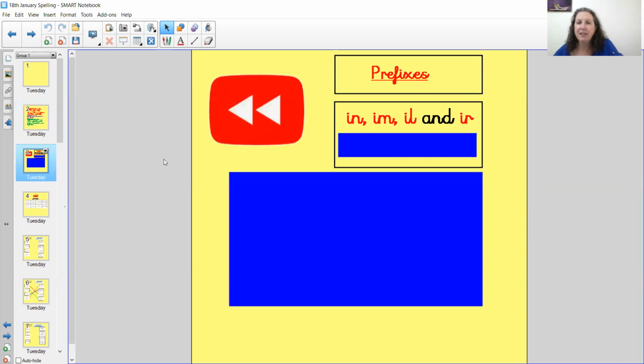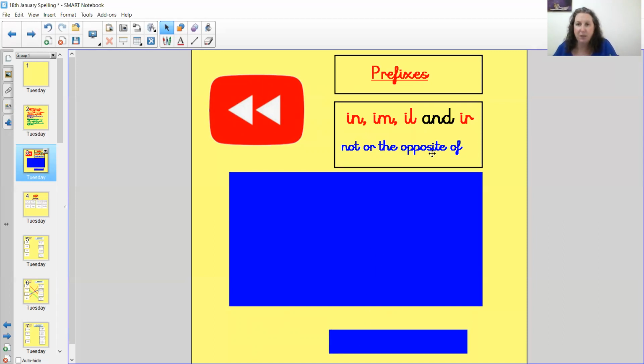Okay, a little bit of a rewind to last week. Tell me what prefixes are, if you can shout it. Hopefully you've remembered that they are a group of letters added to the beginning of a word that changes the meaning of the word. The prefixes that we used last week and are using this week are in, im, il, and ir. Hopefully you can remember that they mean not, or the opposite of.